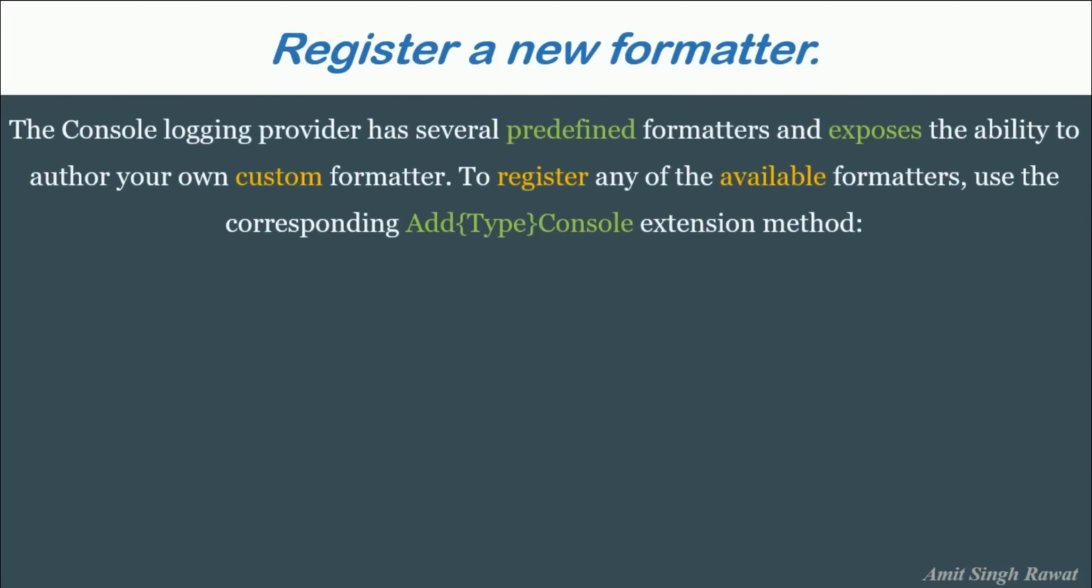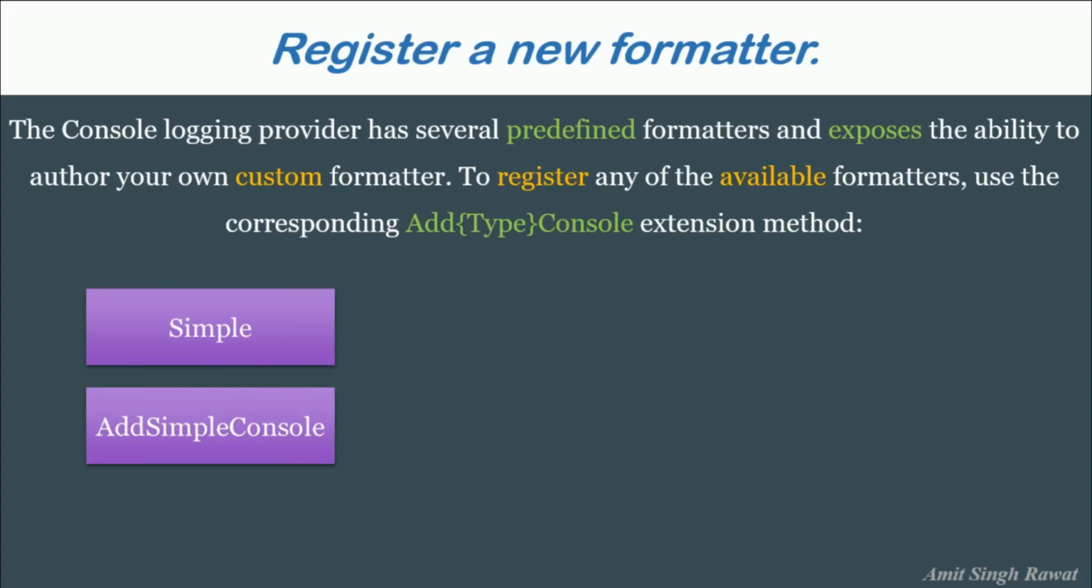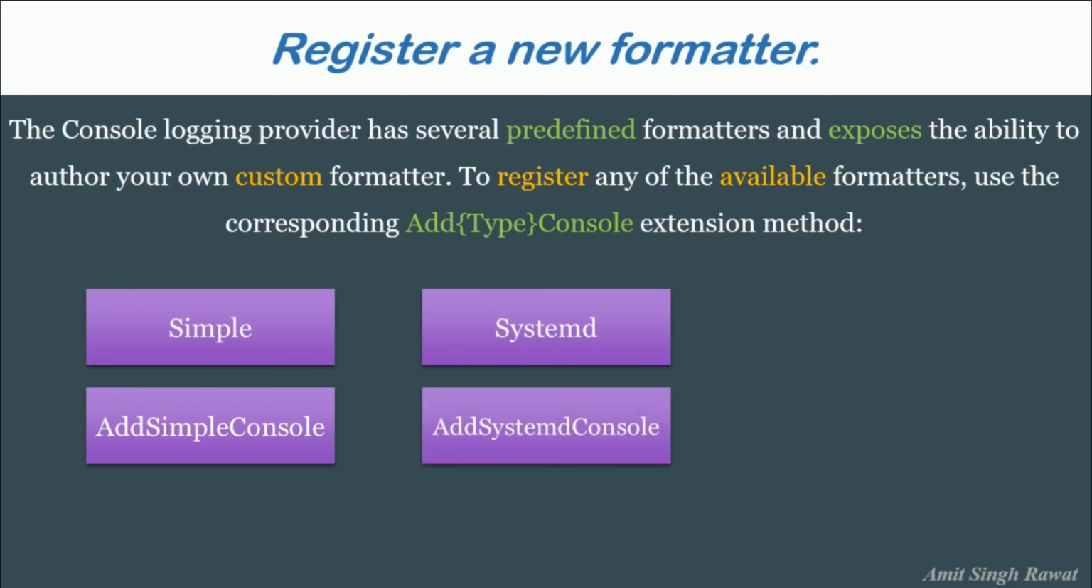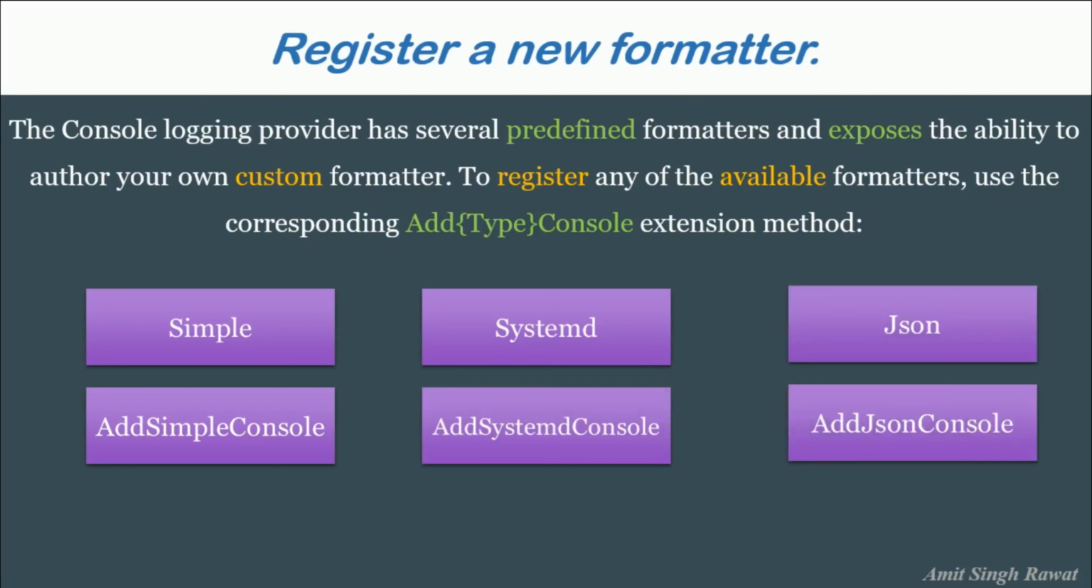First step is to register the formatter. The console logging provider has several predefined formatters and exposes the ability to author your own custom formatter. To register any of the available formatters, use the corresponding AddTypeConsole extension method. AddTypeConsole means replace Type with the formatter name. Like if we have to implement the simple formatter, just use AddSimpleConsole. For systemd, use AddSystemdConsole. And for JSON, use AddJsonConsole. Let's see how to implement that.